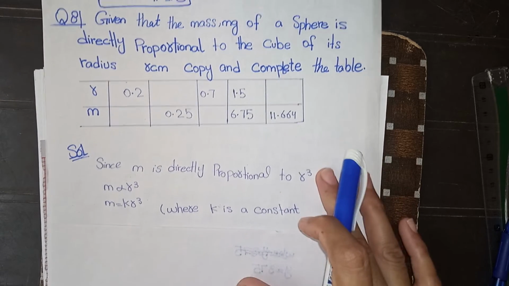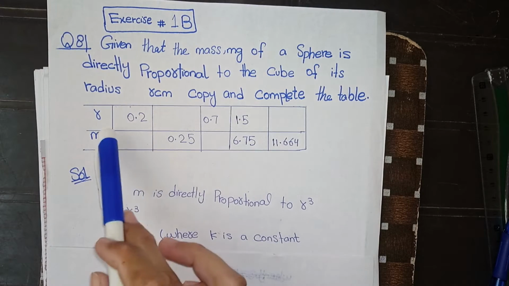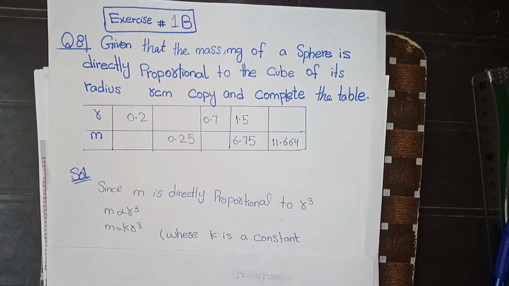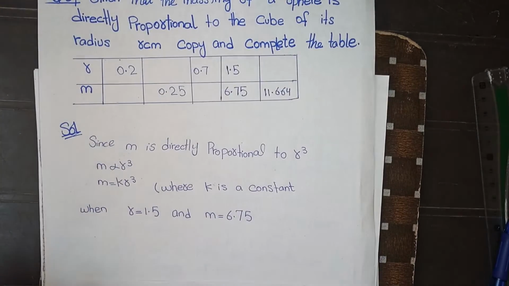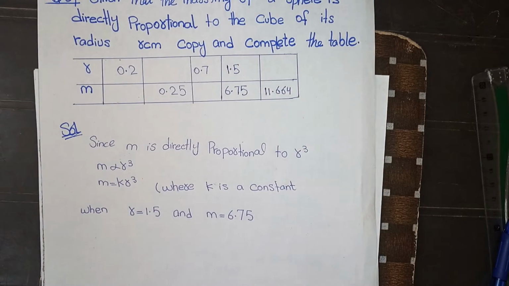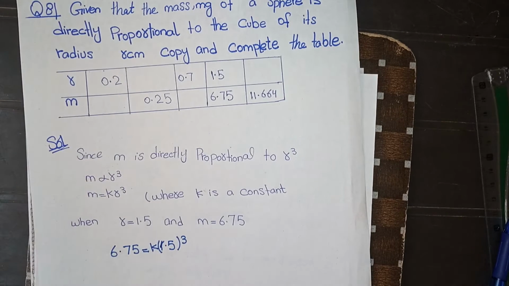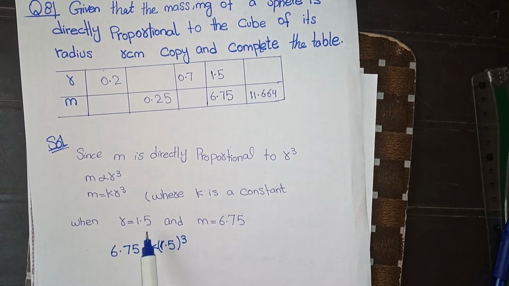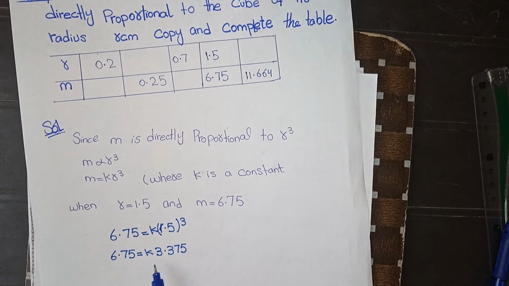Okay, find the value of k. We need both values, r and m. Where are both values? 1.5 and 6.75. When r is equal to 1.5 and m is equal to 6.75, putting these values in that equation, m, 6.75, is equal to k times r cube, 1.5 whole cube. 1.5 cube is equal to 3.375. Find the value of k.